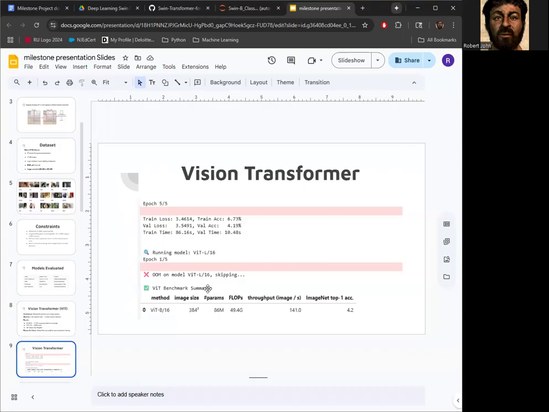And as you can see, I have a screenshot of the fifth epoch, and you can see that the L16 was skipped completely, and the accuracy for the second run of my ImageNet, which took forever, was only 4.2%, which was lower than the actual 7% I got previously.